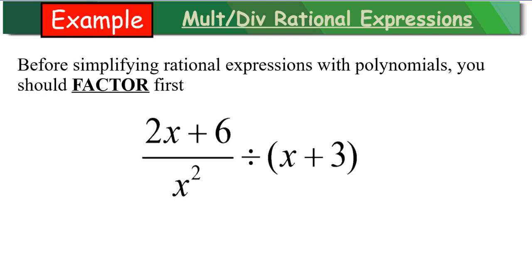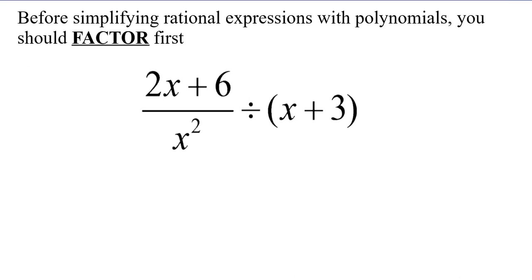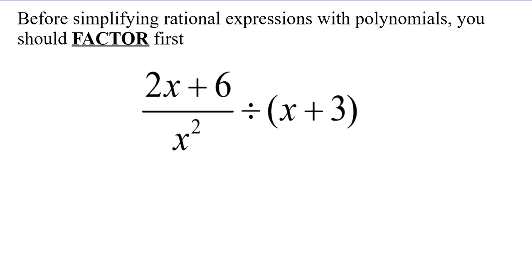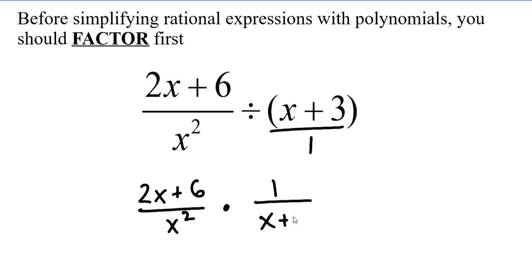Second half deals with where we might have to, before simplifying, factor first. So consider the following example. I have 2x plus 6 over x squared divided by x plus 3. Dividing by x plus 3, it doesn't look like it's really a fraction, but it is. I can always write it over 1. So this is really 2x plus 6 over x squared. Instead of dividing, I can multiply by the reciprocal. So the reciprocal of x plus 3 over 1 is 1 over x plus 3.